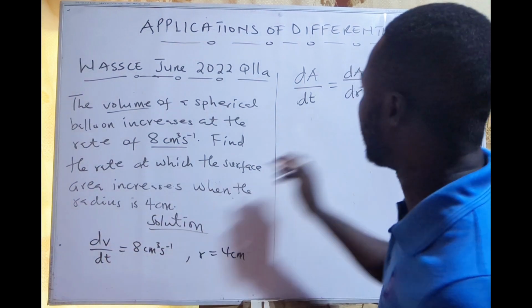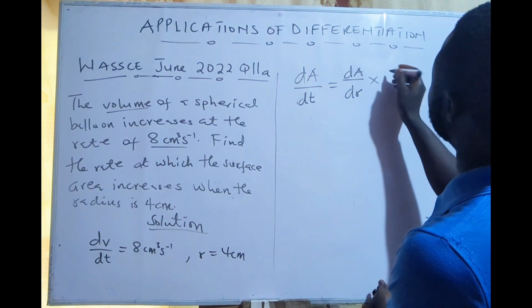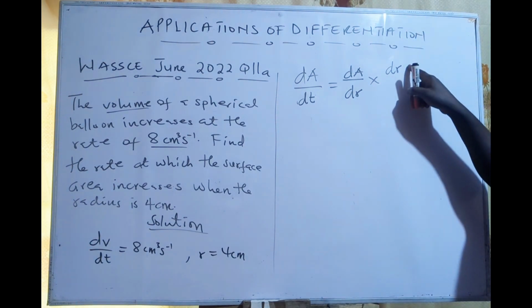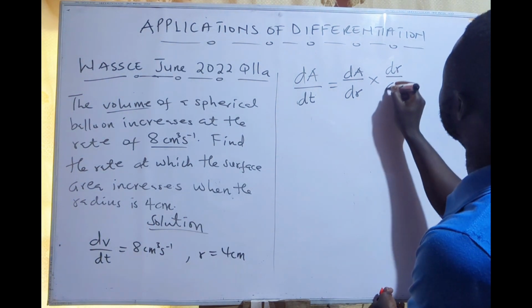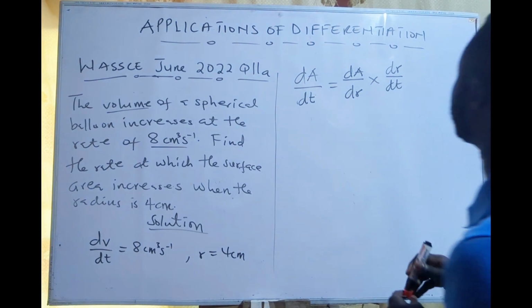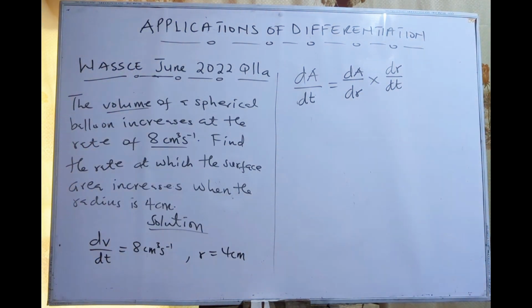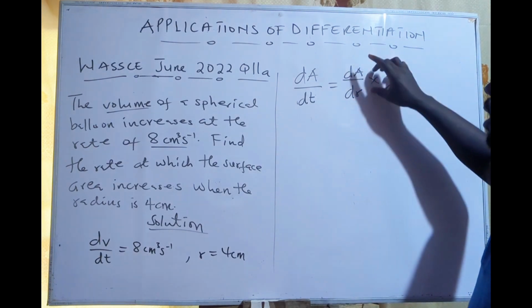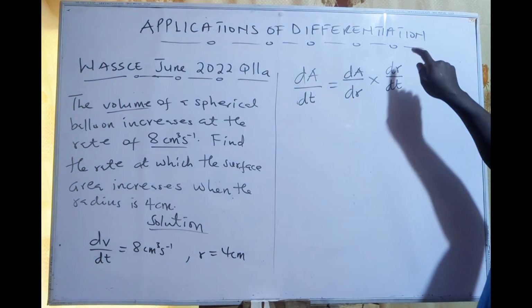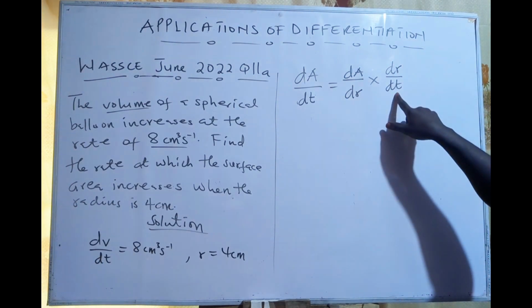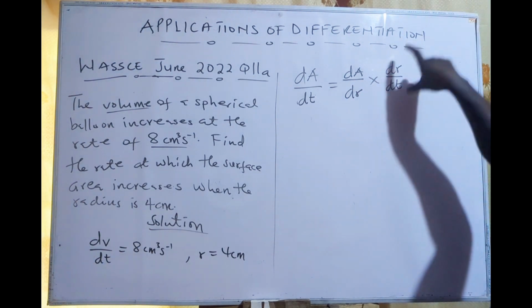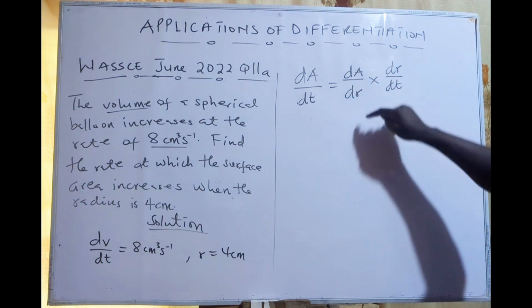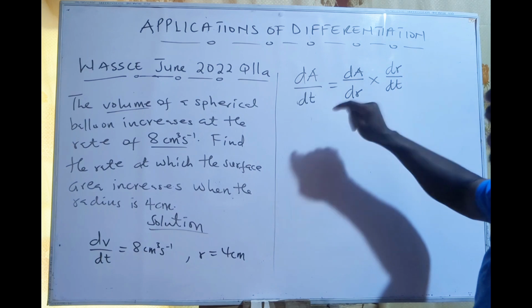So it will be dA/dr, times the change in the radius with respect to time, dr/dt. So this is how our formula is going to be: dA/dt = dA/dr times dr/dt. Since you are finding the area with respect to the radius, times the rate of change in radius with respect to time. So we have to look for the rate of change of the radius with respect to time, and the area with respect to the radius, before we can find the area with respect to time.